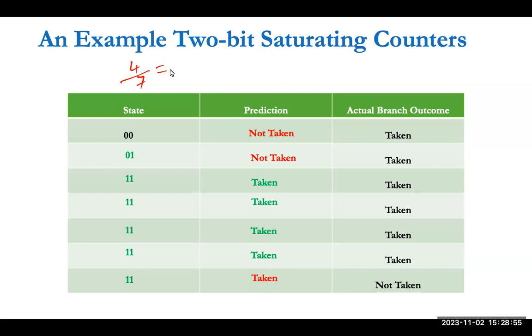So if out of 7 times, 4 times it is predicted well, that means it improves the performance of your processor in this fashion. Correct? Okay. Yeah. So this is how control hazards come and how those hazards will be solved.